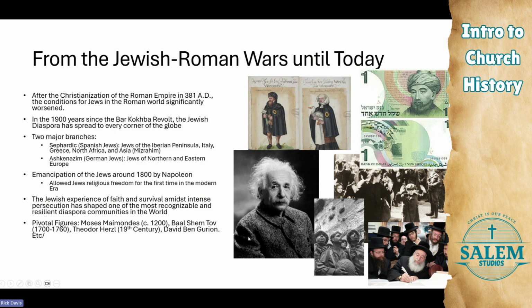Other important Jews, men like Baal Shem Tov, who founded Hasidic Judaism in modern-day Ukraine around the year 1700. There was Theodor Herzl, who was the leader of the Zionist movement, David Ben-Gurion, as well as many scientists and philosophers and artists. These are just some scenes from Jewish history from then until now. Obviously, a very famous Jew in our own context in the United States was Albert Einstein, a very famous physicist. We have a scene from the Holocaust here. This is a scene from medieval Europe.